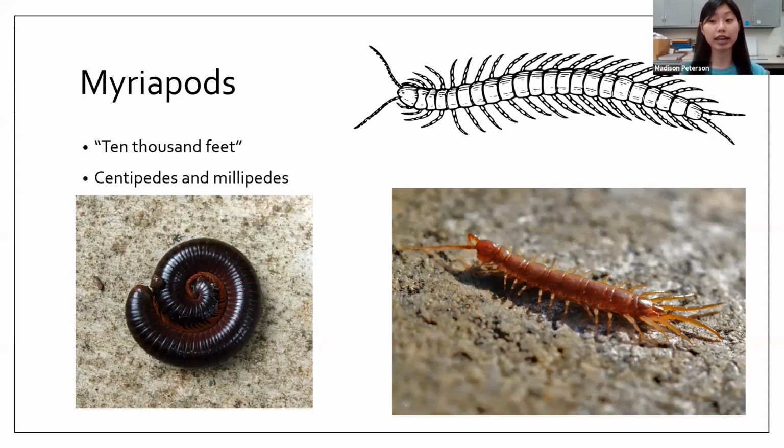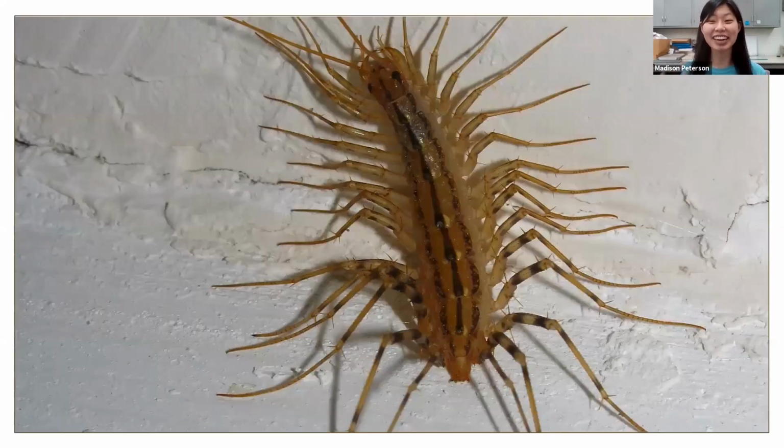So next, we're going to look at a common myriapod that you may have seen in your house. So this is called a house centipede. And yeah, they're really creepy. There's so many legs. Can't really tell where the head is. So a lot of people kind of get a little creeped out by these things. I totally understand. But they're actually probably really helpful.